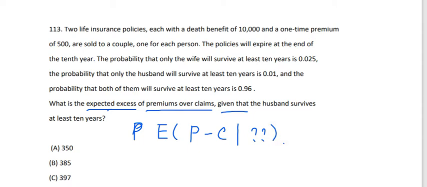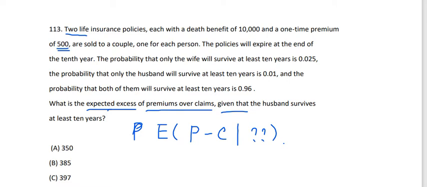So we need to check those conditions. Now let's say the story is we have 2 life insurance policies, each with a death benefit, and the one-time premium is 500. So this premium is fixed. This premium is 500. So these policies are sold to a couple, the husband and wife.